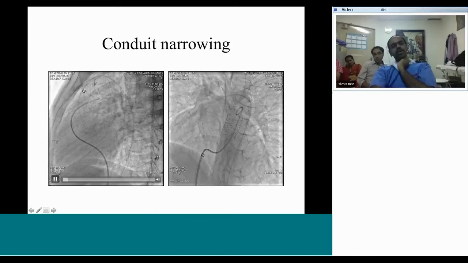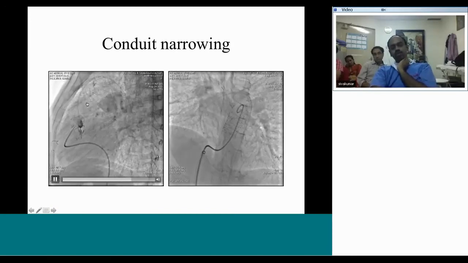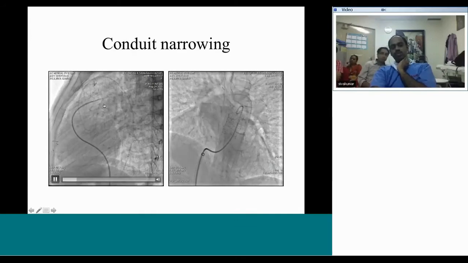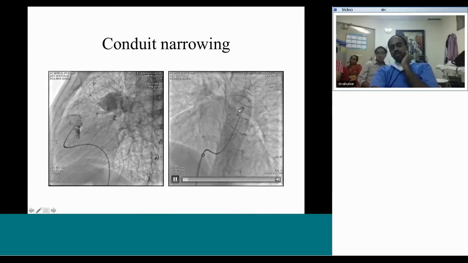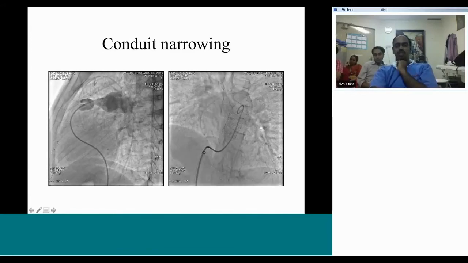This is a Contegra valve which is completely getting fibrosed within 2 years of the procedure and is being stented with a very large 18 millimeter stent, so completely relieving the entire obstruction.